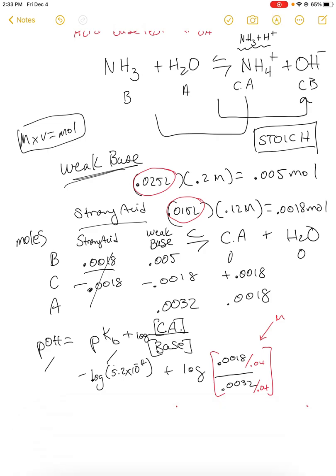And you'll end up with a pOH. Pause the video if you need to, so you can do this on your own. The pOH is 3.03. That means the pH, which is what's being asked, is 10.97. Okay? End of part 1.